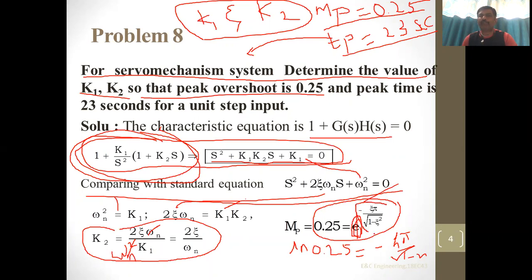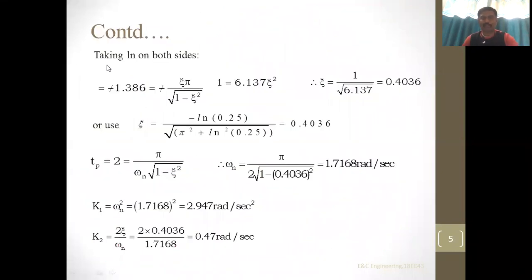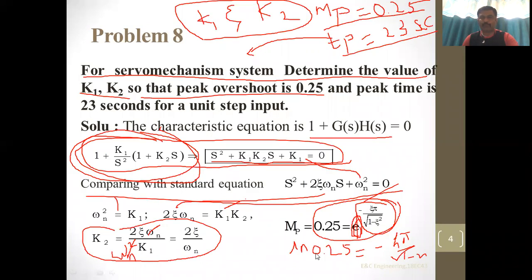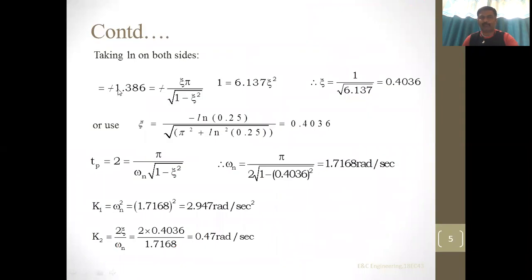What is left is e power minus xi pi divided by root of 1 minus xi square. This is ln of 0.25. Next step, if I have ln on both sides, natural log, that is ln of 0.25, it results in a value minus 1.386, is equal to exponential value on ln, it gets canceled. Left out is minus xi pi divided by root of 1 minus xi square. Is it fine? Later I may cancel minus and minus.